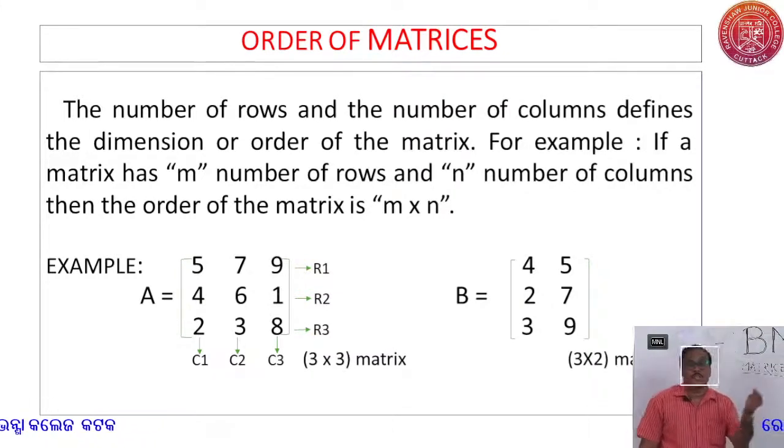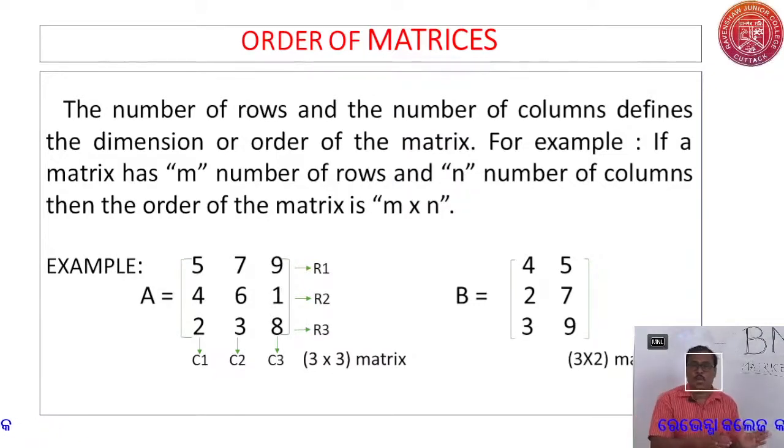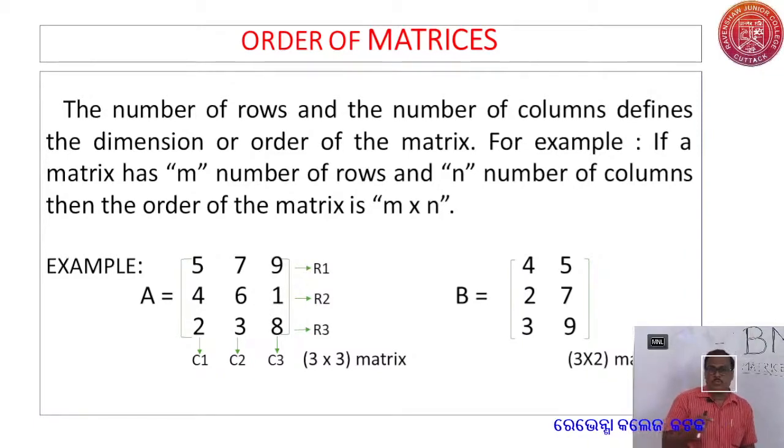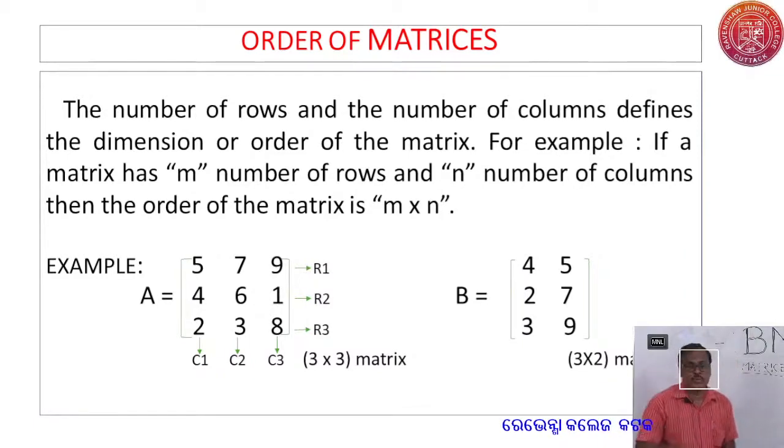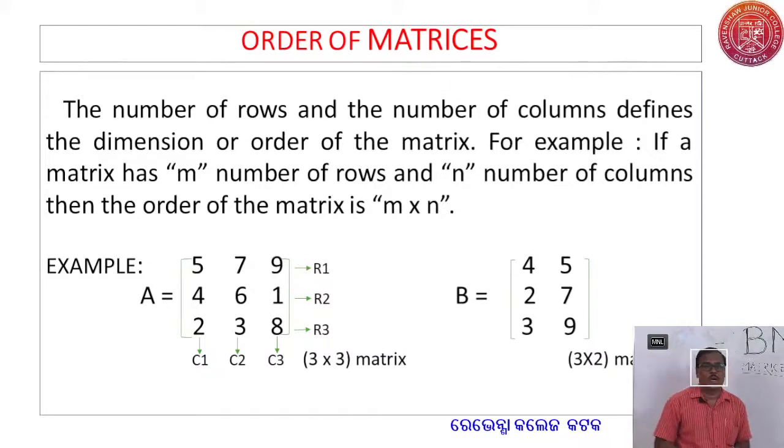So this is your 3 into 2 matrix, because m, the number of rows, is equal to 3, and n, the number of columns, is 2. So this is your 3 into 2 matrix. So this is your order of matrices. Then we come to the next slide.